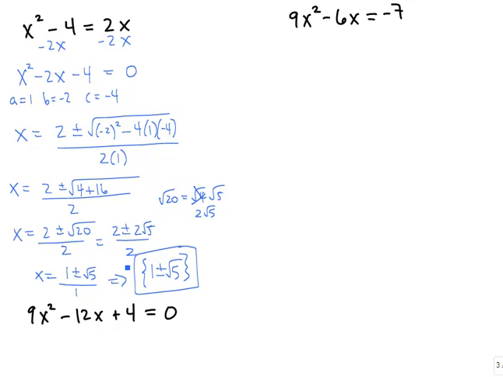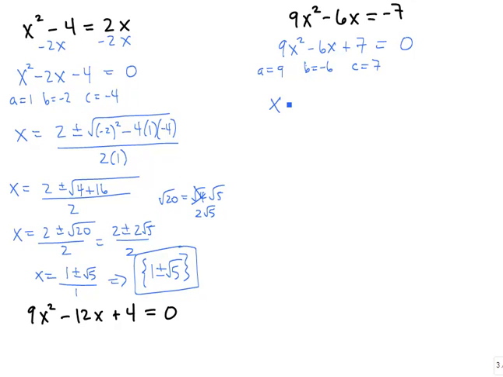Okay, so that's the quadratic formula. Let's try another example. Here we have 9x squared minus 6x equals negative 7. So in order to solve this, we first have to add that 7 over to the left-hand side because we want to get a 0. The a is the 9, b is the negative 6, and c is the 7.